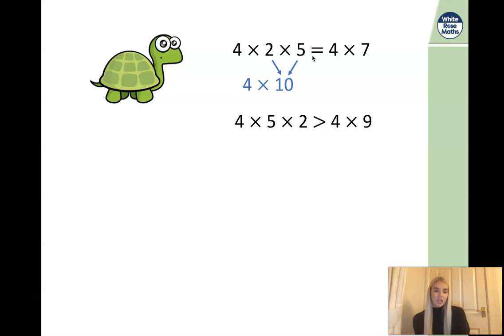Now, can you give me a shake or a nod? Is that correct or incorrect? No. We know that 4 multiplied by 10 is bigger than 4 multiplied by 7, isn't it? So that one's wrong. He's wrong.